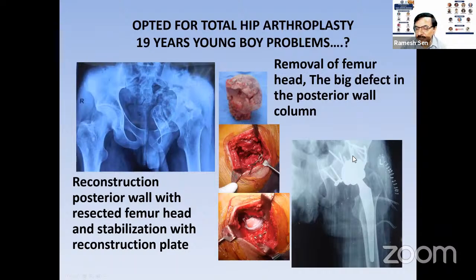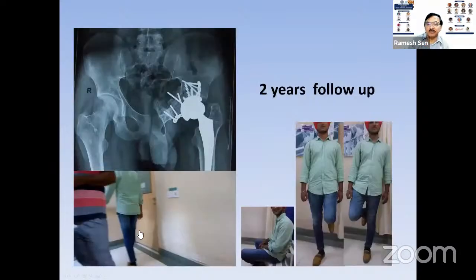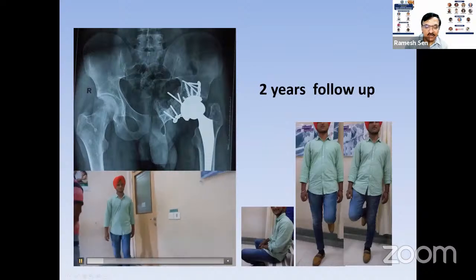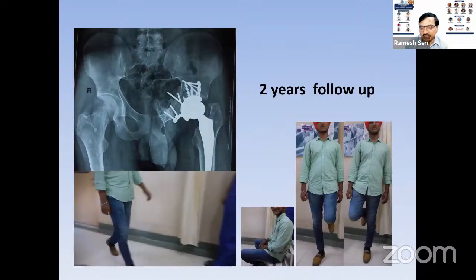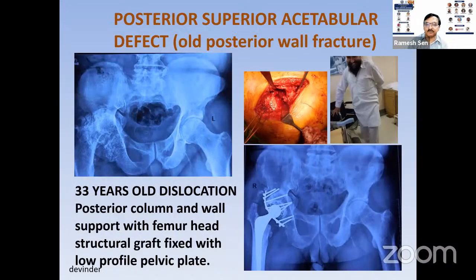So we build up this place, put the cup into this side of the situation, and this is the placement we have done. This is the cup placement after the head is placed and fixed, and this is his outcome at 2 years follow-up. You can see the displacement still stays, but the rest of the cup has become reasonably okay, and he's happy now that he can walk comfortably in this kind of situation. So that is the outcome which he wanted, and it is possible with this displacement.